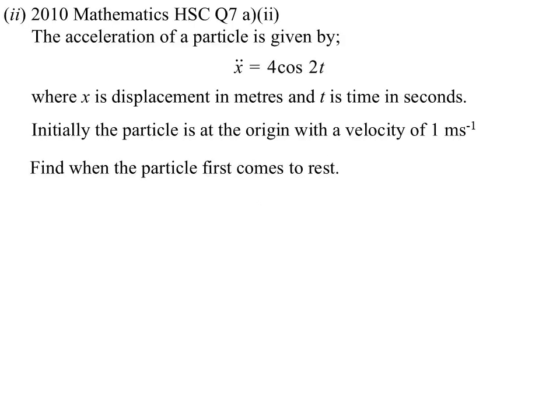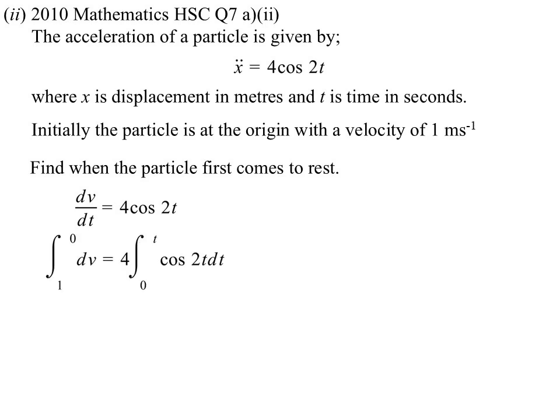2010, acceleration. It's a trig. Oh, please don't ask us to draw it. Where x is a displacement. Initially the particle is at the origin. Beautiful, we don't have to draw it. Find when the particle first comes to rest. Velocity is what I want to find, isn't it? So I'll write acceleration as dv/dt, which will then allow me to separate the variables and solve our problem. Okay, let's pull it all together.